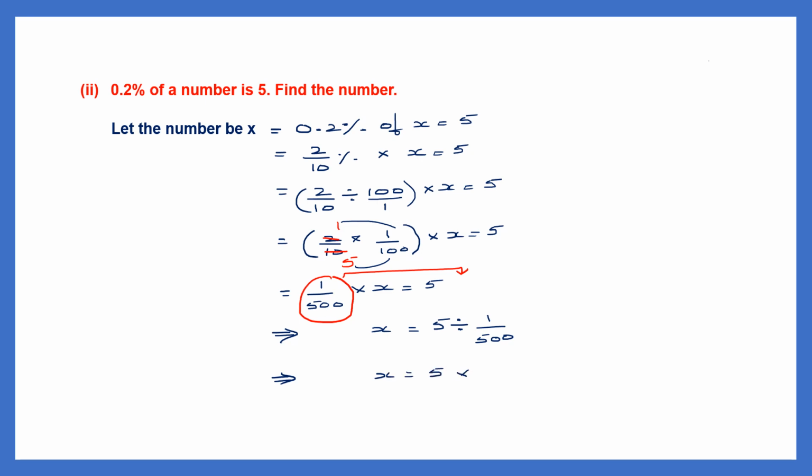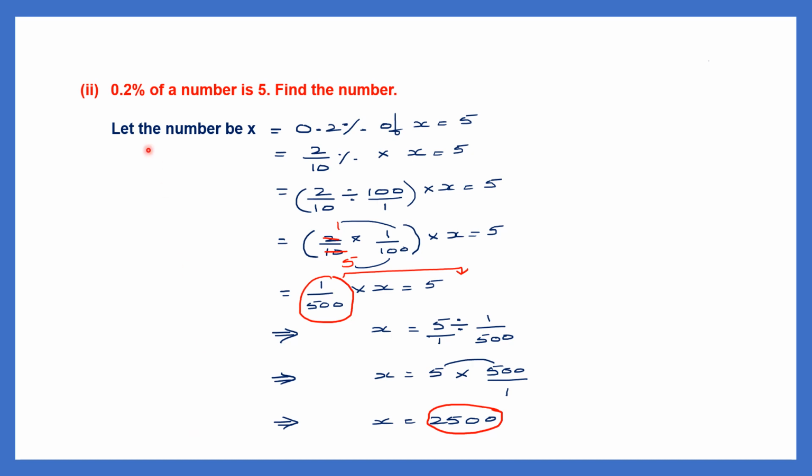Division changes to multiplication because these are fractions. This is 5 by 1, or 5 into 1 by 500, which becomes 500 by 1. So we can find the value of x by multiplying the numerators, 5 into 500. 5 fives are 25, and add the two zeros. So we have found the value of x. X is equal to 2500.